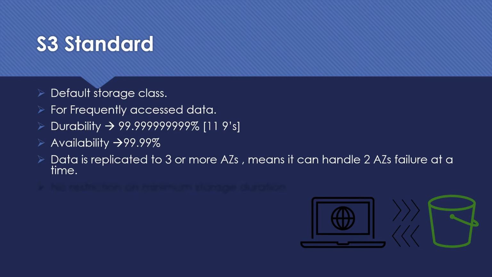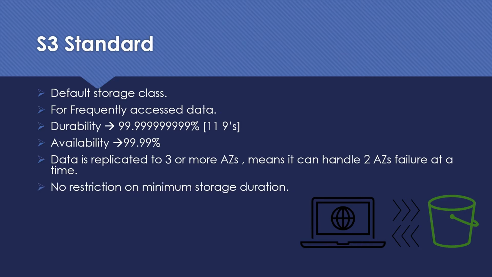So why is it highly available and durable? Because when you upload data in S3 Standard, the data is replicated to three or more availability zones. That means if, for some reason, one availability zone or even two availability zones fail, you will still be able to access your data. That's the reason you have high availability and high durability.